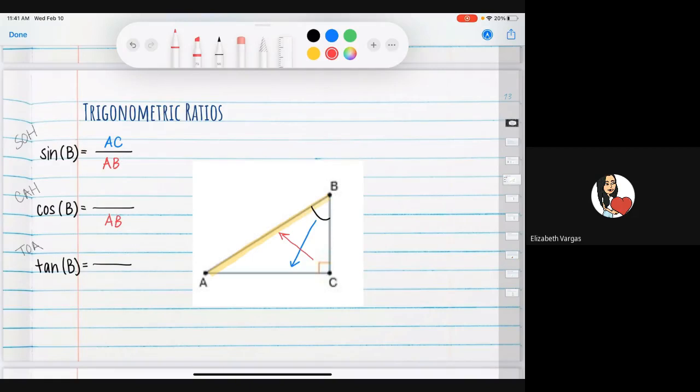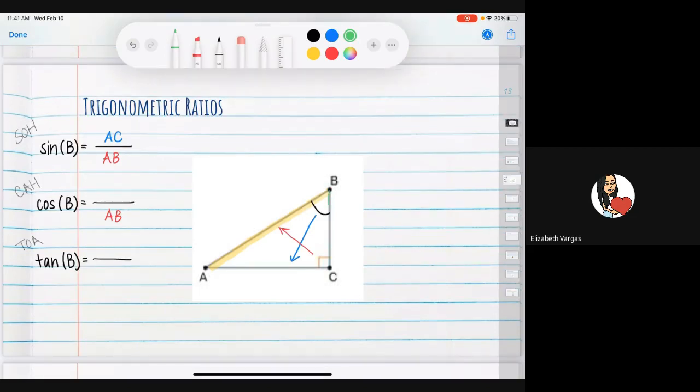For cos, we've already identified our hypotenuse as AB, so we could put that in. But what is our adjacent? Well, our adjacent is that which is adjacent to our angle B, that which is right next to angle B. And so BC would be our side adjacent to angle B. And then you could just plug it in here. Have we identified our opposite of B? Yes, we have, as AC. And have we identified our adjacent of angle B? We have as BC.